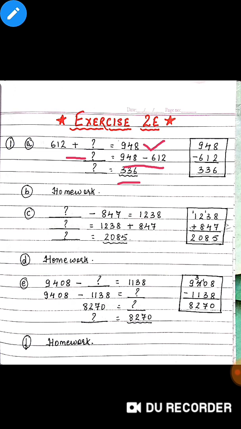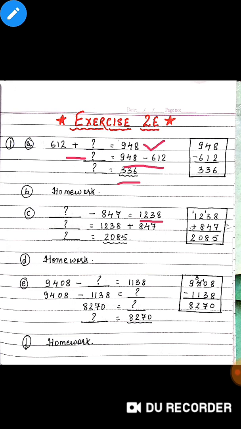I hope you've understood. Now in the second case, we want to find the minuend. Okay? In the C question, that is what minus 847 will give you 1238. Now we have to find this minuend, and the answer of subtraction here, that is the difference, is given as 1238.